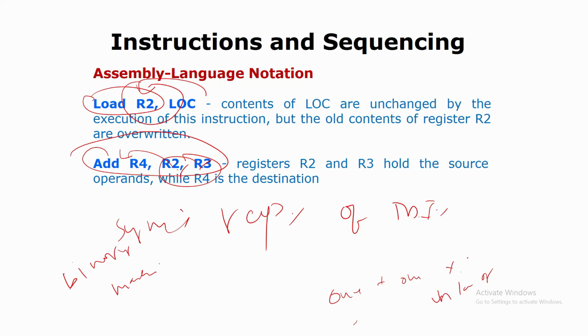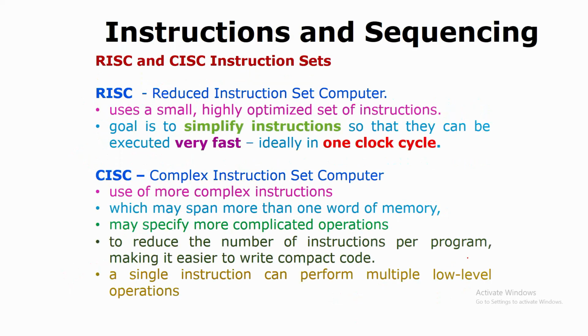Next is the RISC-CISC instruction set architecture. The reduced instruction set computer and the complex instruction set computer employ the following things. Here, RISC employs a reduced number of simple instructions.